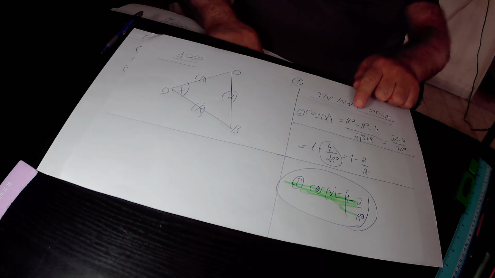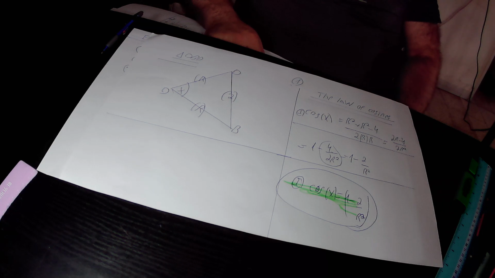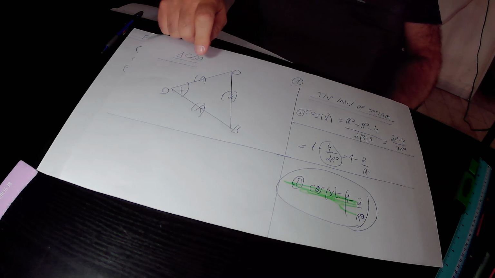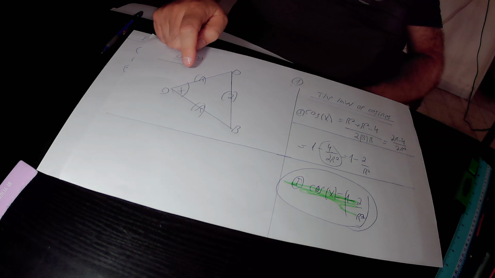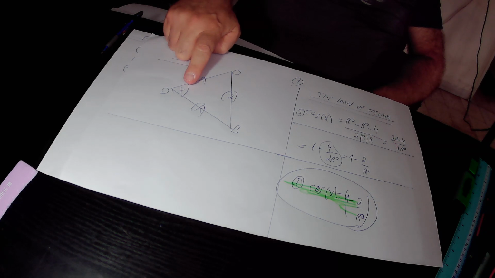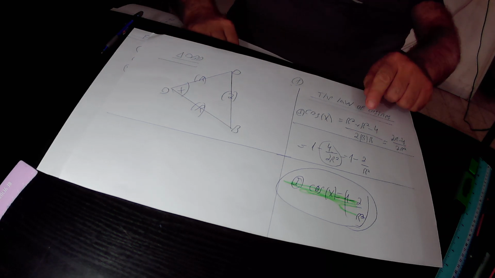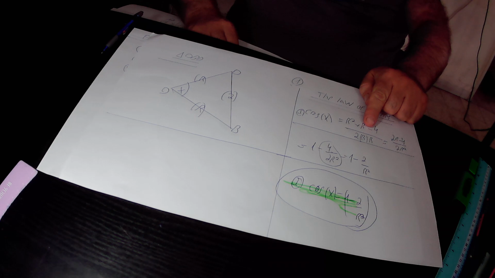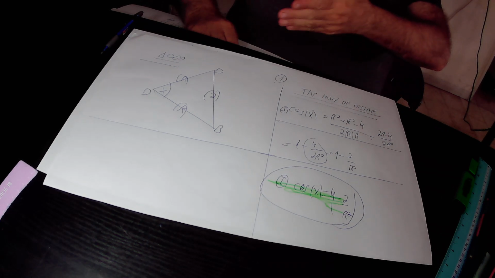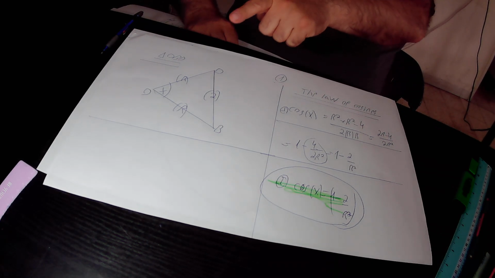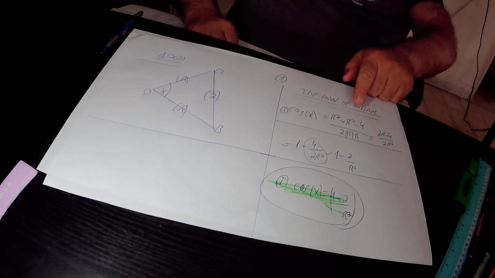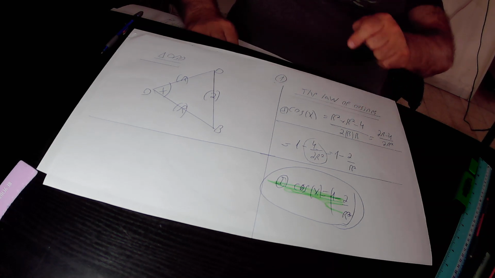So in total, in the numerator we have R squared plus R squared minus 4, and according to the law of cosines, in the denominator we have 2 times a times b. A is DO, and DO is R. B is DB, no, it is OB, which is also R. So it is 2 times R times R. In total, according to the law of cosines, cosine X equals R squared plus R squared minus 4 over 2 times R times R.